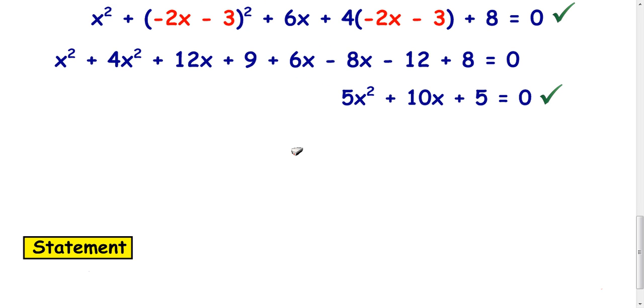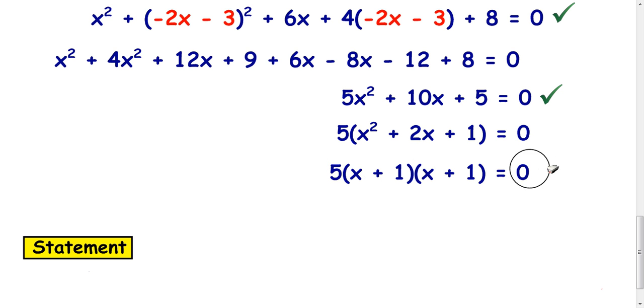To solve this, we want to factorise it. So we'll take a common factor of 5 out first. You're going to have x squared plus 2x plus 1 here. And this will go into double brackets of (x plus 1) times (x plus 1). You'll get a mark for that.